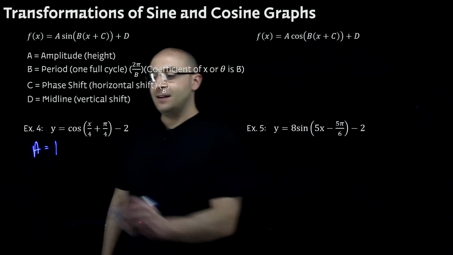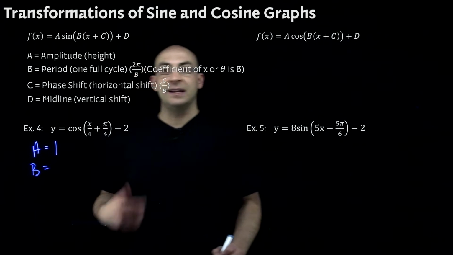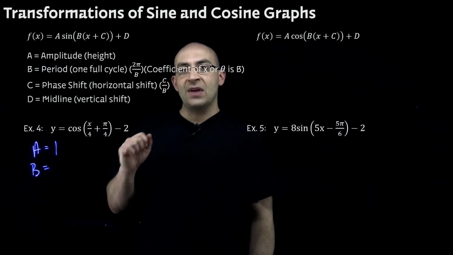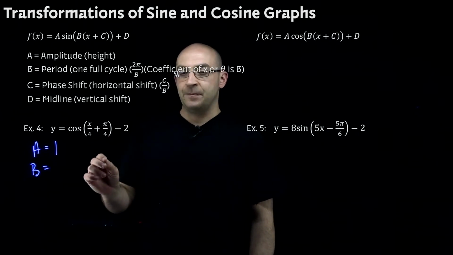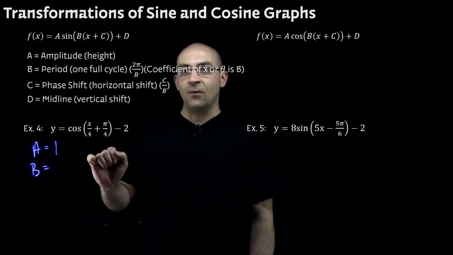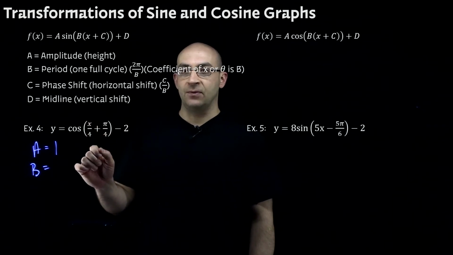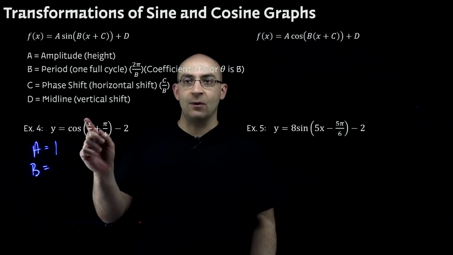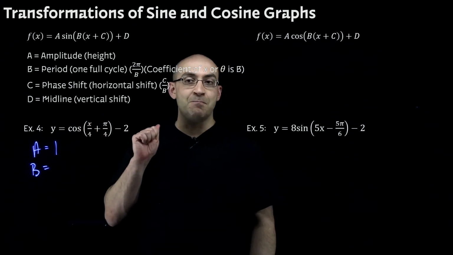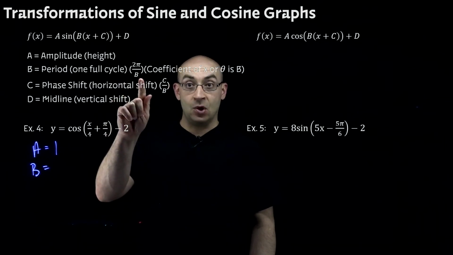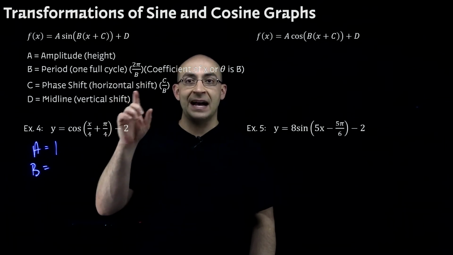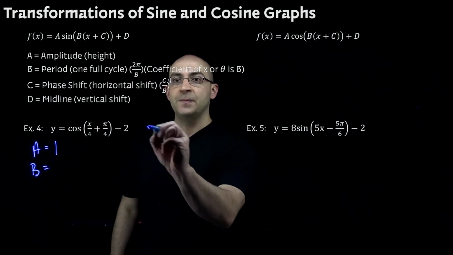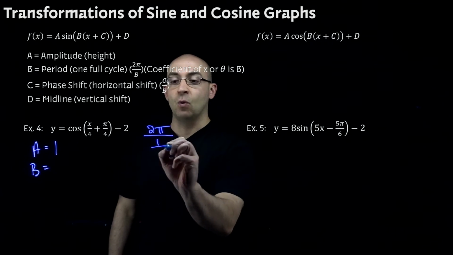So it's just 1. B represents the period. Now again, this is going to be a little funky because there's a fraction. Remember that b is the coefficient of x. Now, x over 4 really says 1x over 4, or 1/4 times x. So we can say 1 over 4 is the b value. But we have to, according to our rule here, divide that 1/4 with the 2 pi on top. So that's what we're going to do. We're going to do 2 pi over 1 over 4.